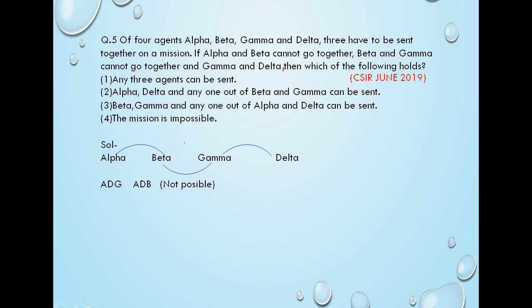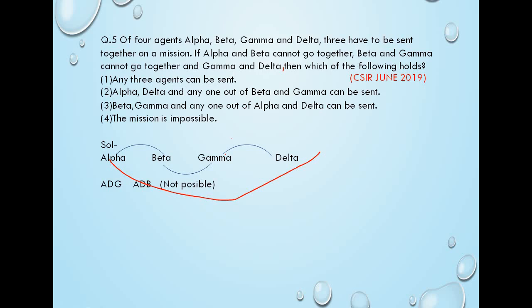This statement is wrong, because whenever you try to send 3 persons, out of those 3, 2 cannot go together. If you check this diagram, you will find that the first statement is wrong. Now the second statement is alpha, delta and anyone out of beta, gamma can be sent. If you send alpha and delta together, it is a possible situation, but who will be the third person? The third person can be anyone out of beta and gamma.